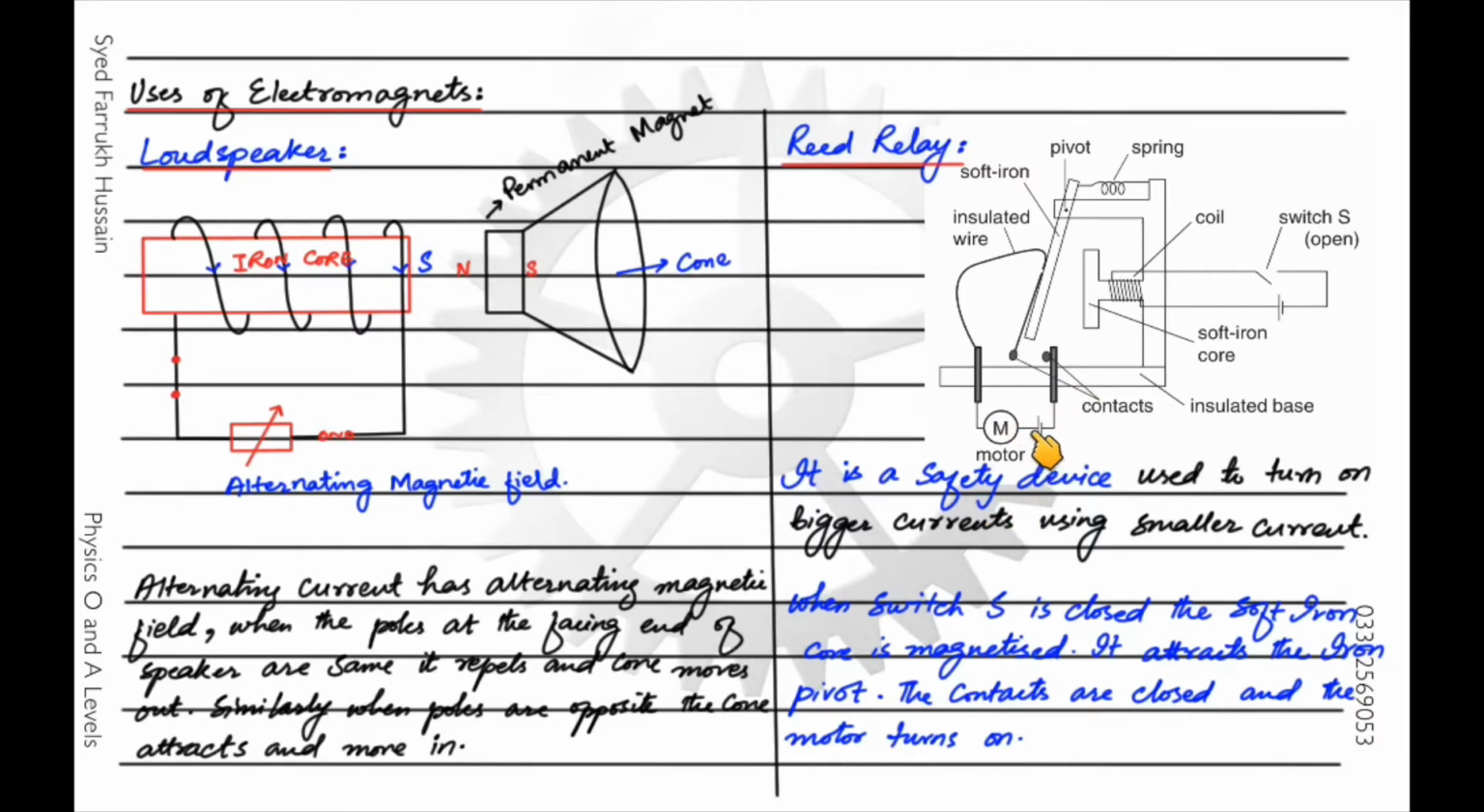So if you want to turn this motor on, you do not turn it on directly by closing the contacts, because this motor is connected with a supply which has a larger current. So in order to prevent any harm to you, a smaller current supply is connected, and this smaller current supply will turn this electromagnet on. This electromagnet will attract the iron bar, and then these contacts will be closed and the motor will be on. So a relay is a safety device used to turn on bigger currents using smaller currents.